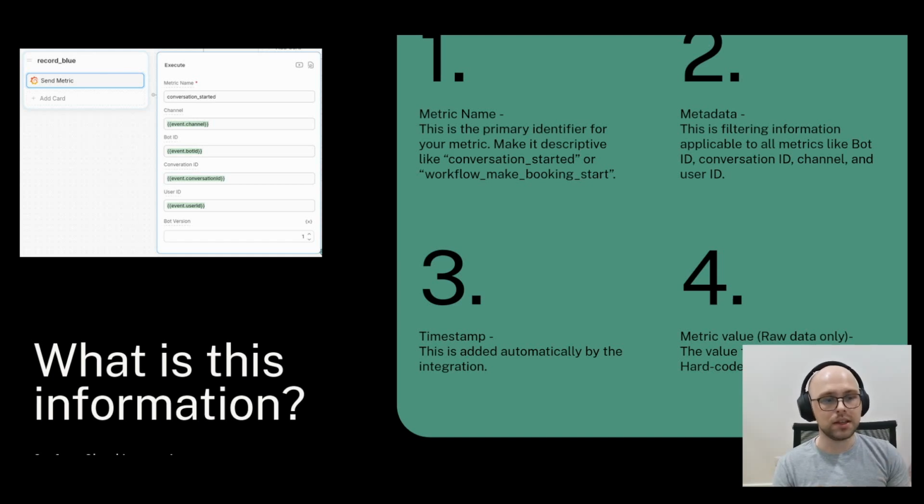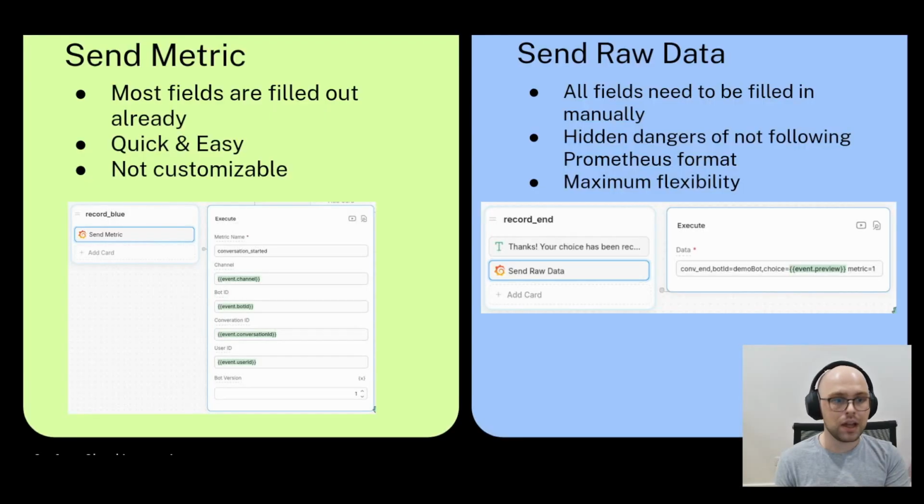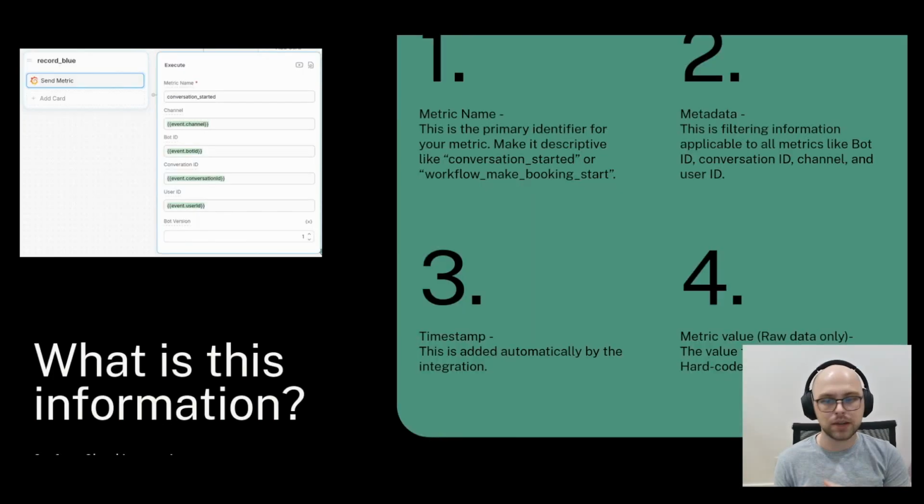And then finally is the metric value. This is another thing that the integration adds automatically for SendMetric, but in raw data you can see, just at the very end there, it says metric equals 1, and this is the value that's sent along with the metric. It's hard-coded to be 1 for SendMetric because that makes the sum of all conversations started equal to the count of all conversations started, which just limits the amount of choices and ways you can manhandle a query.